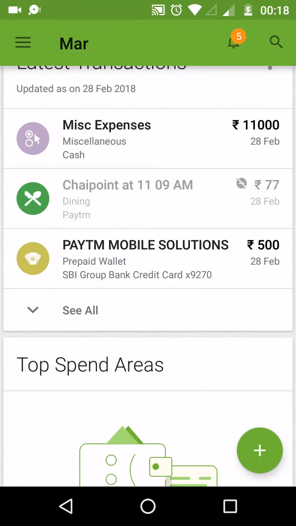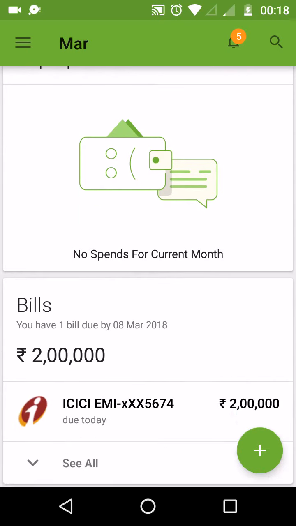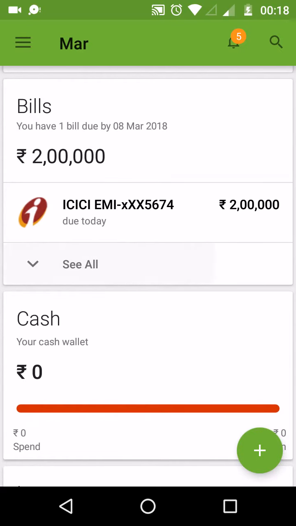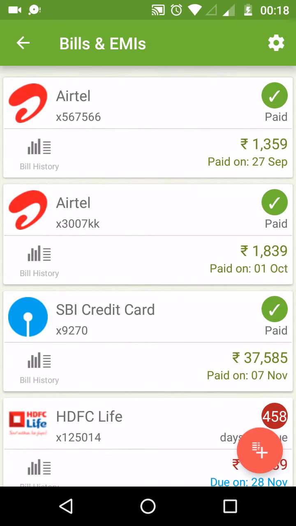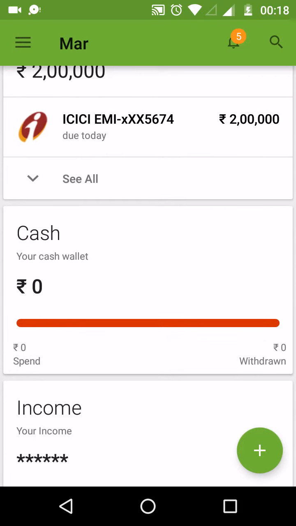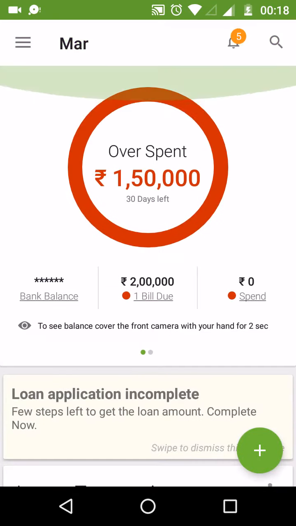Apart from showing the transactions, it shows the top spend areas based on those same transactions, and also it shows the bills from various service providers' SMSs, and you can also manually add as well. Then based on the ATM withdrawals, it will show the cash in hand and also the income based on the credit cards and credit transactions.